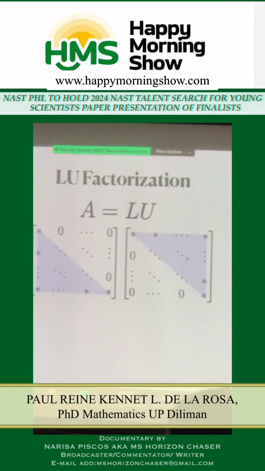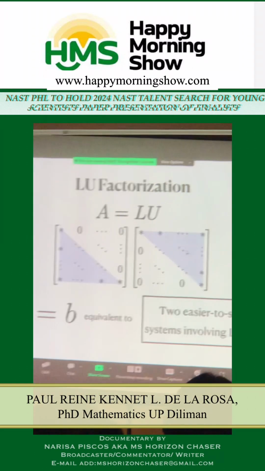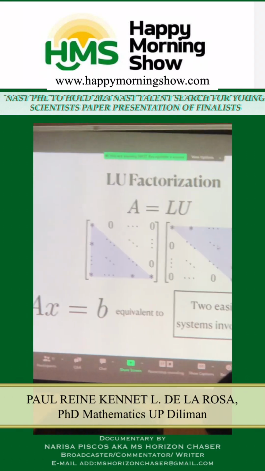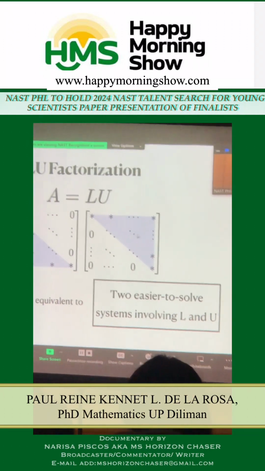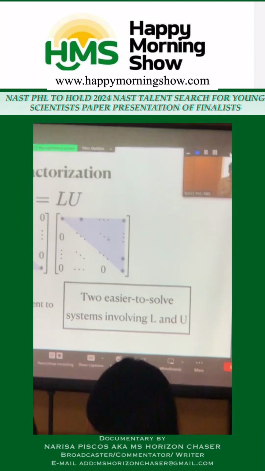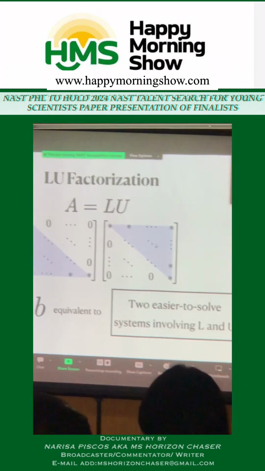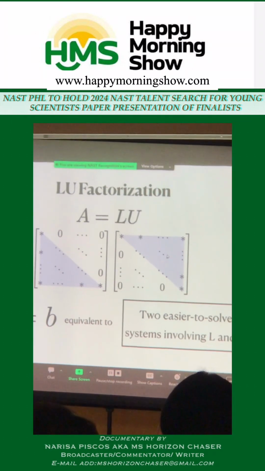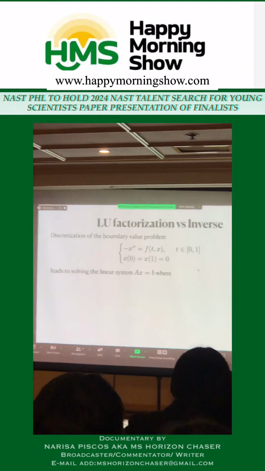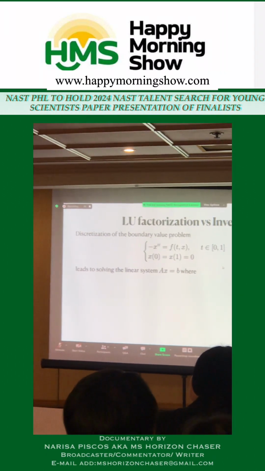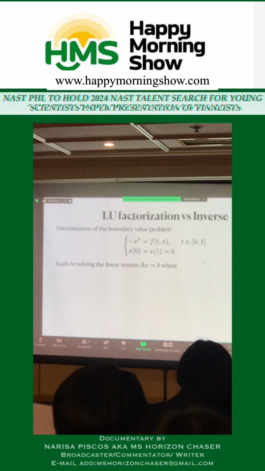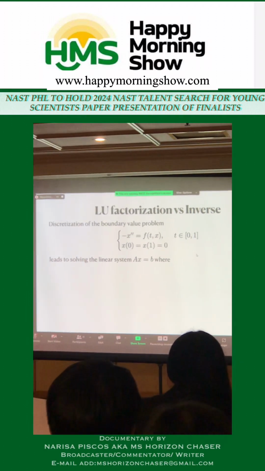Well, it turns out solving the linear system AX equals B is equivalent to solving 2 linear systems involving L and U. Okay, that might sound like we're making the original problem more complicated by introducing 2 more problems. But believe me when I say that solving these 2 new problems is actually much easier, which I'm going to show and illustrate in an example. Consider the discretization of this boundary value problem, which is widely used. The discretization leads to solving a linear system AX equals B, where the matrix A is this matrix.